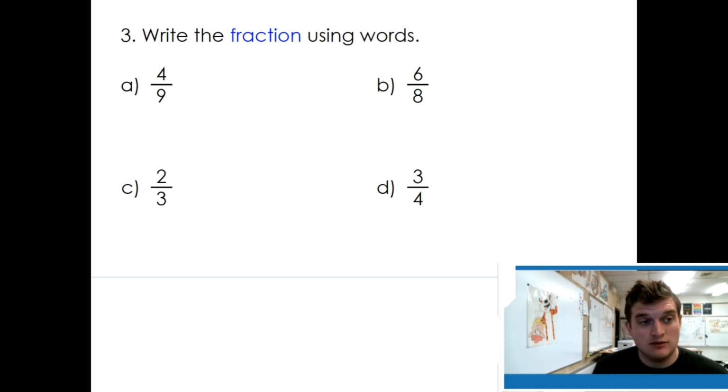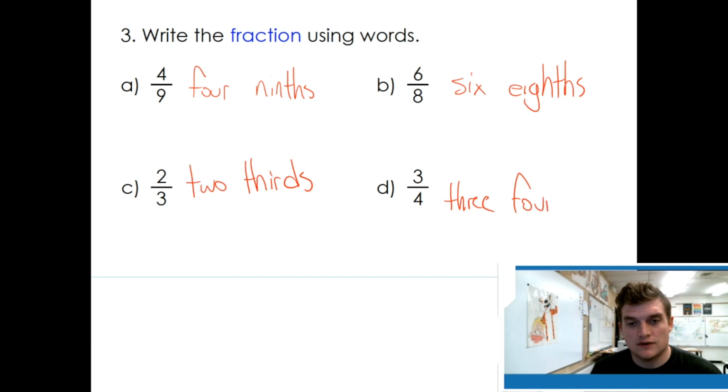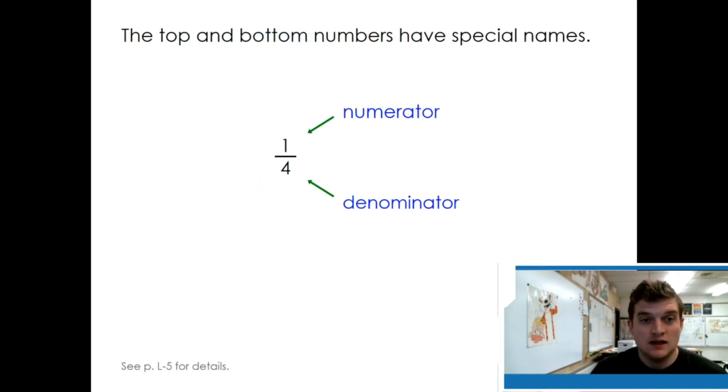If we were to say them out loud, we would start with 4/9, 6/8, 2/3, 3/4. Writing that, 4/9, 6/8, 2/3, and 3/4. The bonus, 19/23. The top and the bottom have special names, and I already mentioned them before.